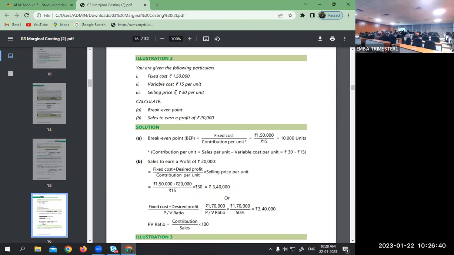11,333 units. Into how much? 30 rupees. Into 30 rupees is equal to 3,39,999. Is it right? Yeah, that's right. Rounded, it is 3,40,000. This is the amount of sales you have to make to earn a profit of 20,000. Okay, if you divide this by 30 rupees, you will get the number of units. Otherwise, without multiplying, you will get one answer, and that answer is in units. Yeah. Any doubt in this?